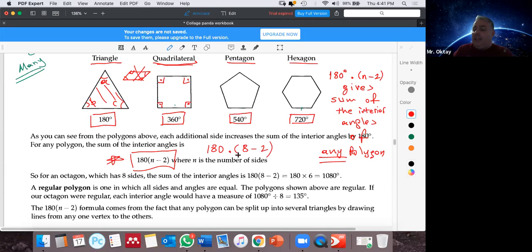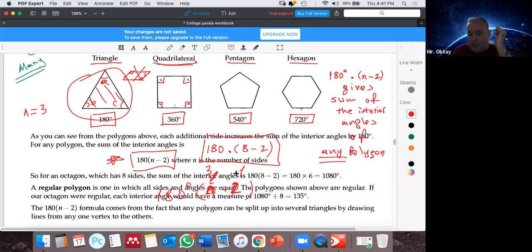Okay, and if you forget, you need this in SAT, and you do not remember, what can you do? Be smart. 180, you mustn't forget. After that, you can confuse n minus 2, n minus 3, n minus 1. Just think of a triangle. A triangle has 3 sides, and the sum of the interior angles of a triangle is 180. So n minus 2: since n is 3, 3 minus 2 gives us 1, and 1 times 180 is 180 degrees. Just simple logic you can create in your mind.